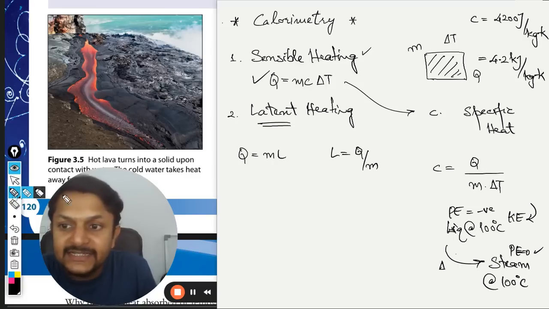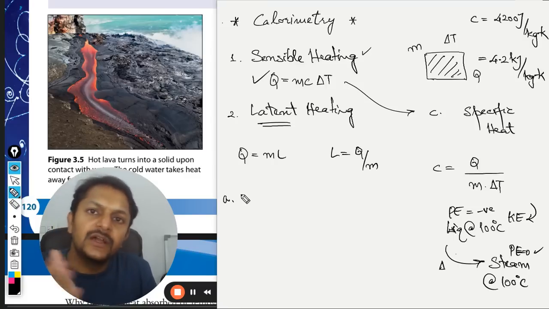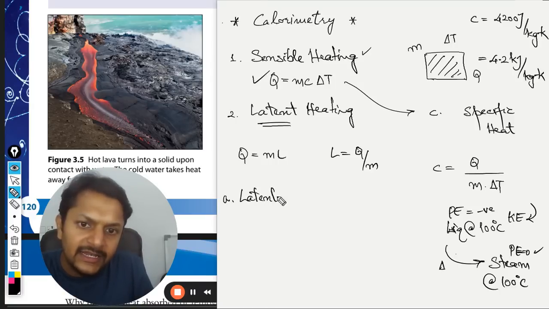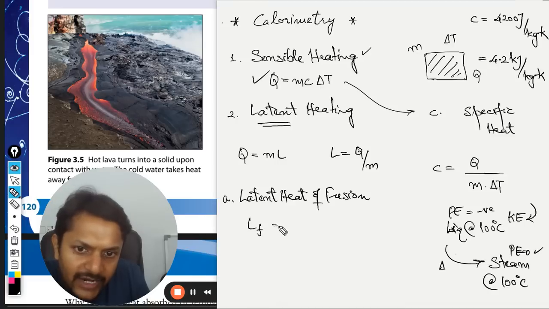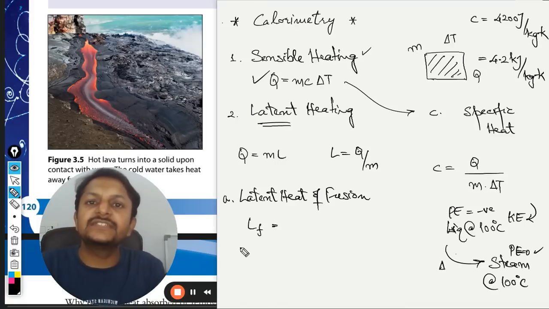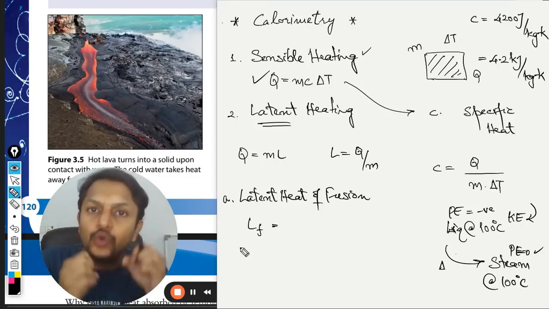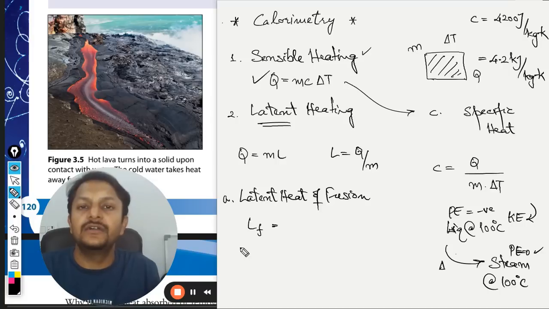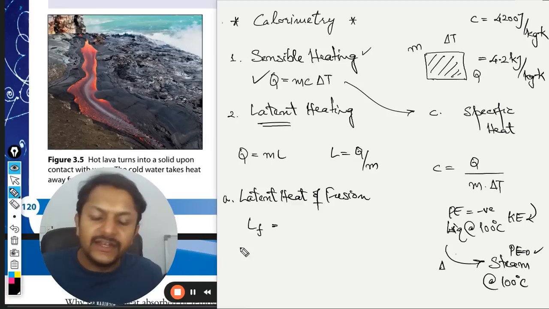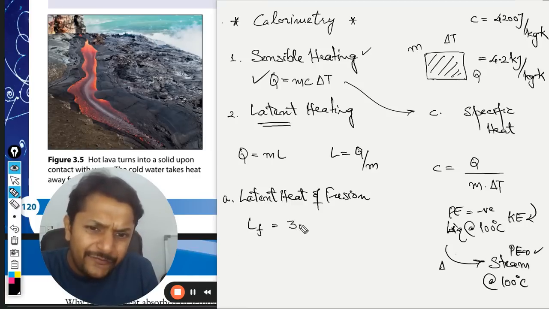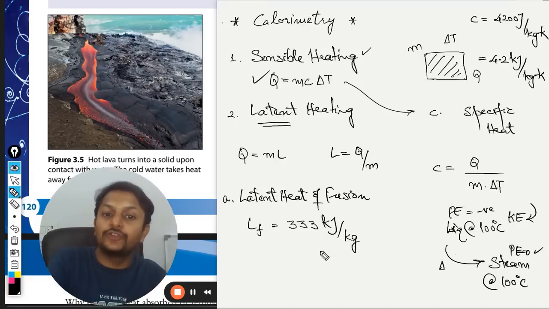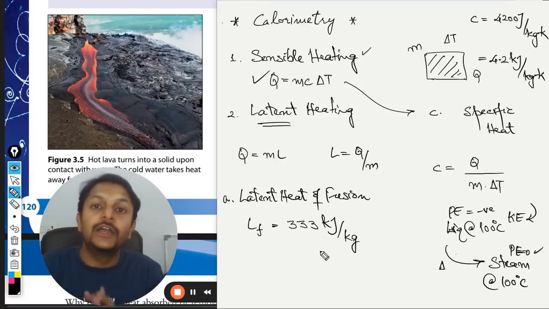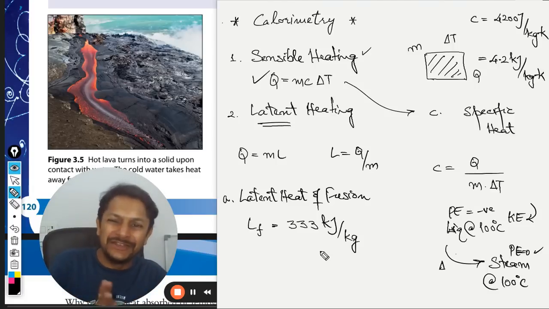Obviously, there are two different cases of latent heat. The first case is fusion, so I can call it the latent heat of fusion, written as LF. The latent heat of fusion is the latent heat that has to be given to convert the phase from solid to liquid for 1 kg of substance. In the case of water, if I remember it exactly, it is 333 kilojoule per kg. Please confirm the data from the data booklet.